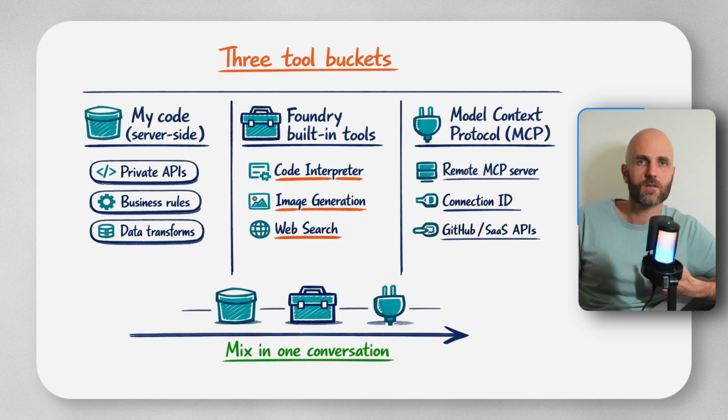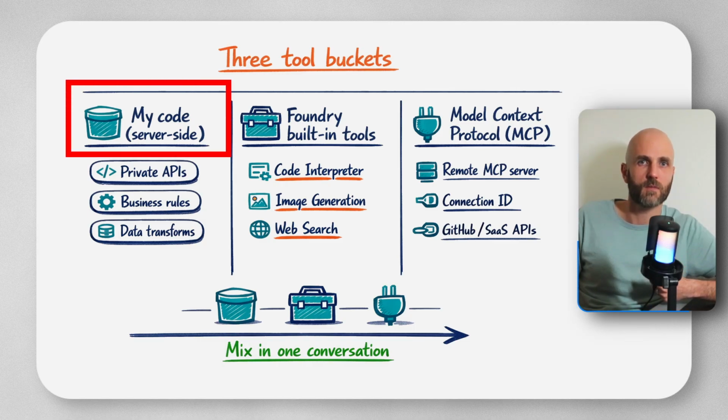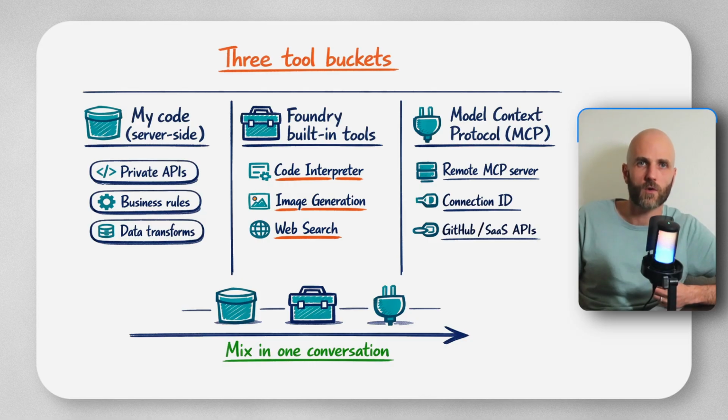And also, a hosted agent gets interesting when I stop thinking it runs my code, and I start thinking it combines everything. The tool story is simple. In one conversation, a hosted agent can use my own functions and the platform tools. So I think of it in three buckets. First is my own code, and any Python or C# function I put in the container runs server side. That's where I call private APIs, apply business rules, transform data, do whatever I need.